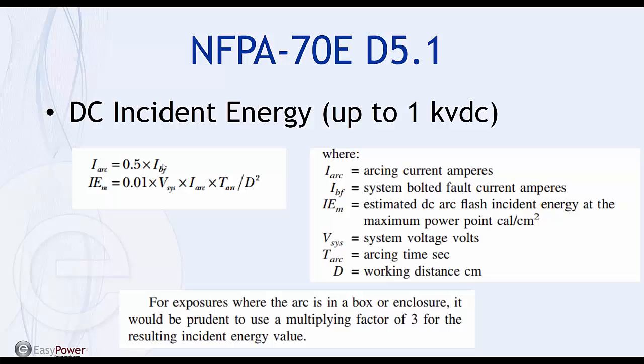Basically, you take half of the bolted fault current as your arcing current, and then utilize this equation which incorporates the voltage, the arcing current, the time of the response, and the working distance in centimeters. And then there's a note that if you're operating in an enclosure like a switchgear or connection box, you want to multiply the results based upon incident energy being amplified in a constricted space.